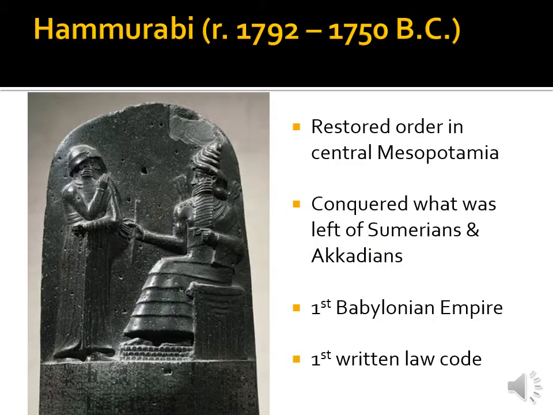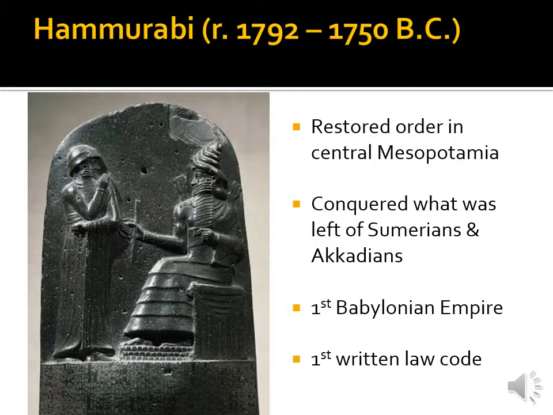The greatest king of Babylon was Hammurabi, and he ruled from 1792 to 1750 BC. He based his crown, the fact that he was king, on his claim that he had restored order and established a system of justice. He conquered what was left of the Sumerians and the Akkadians and unified them all into an empire, the first Babylonian Empire. So he's known for that, for restoring order.